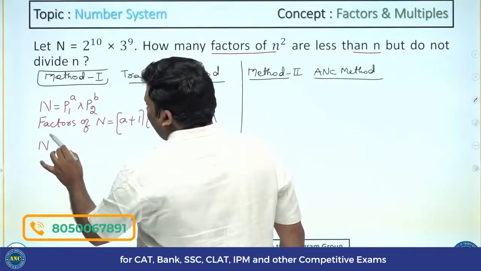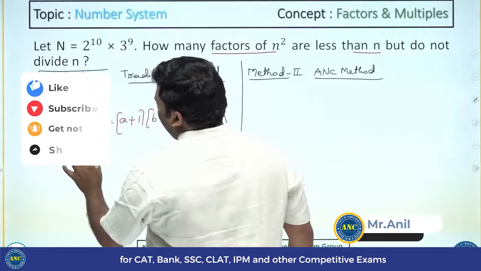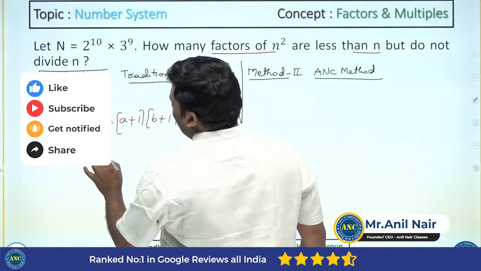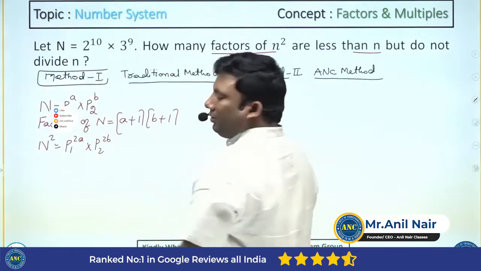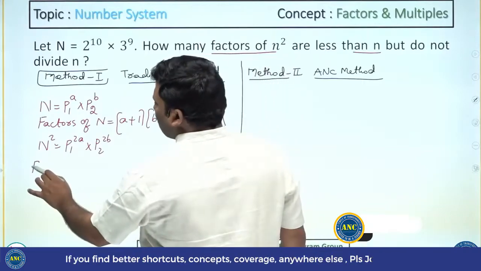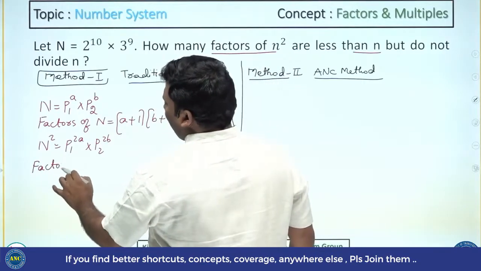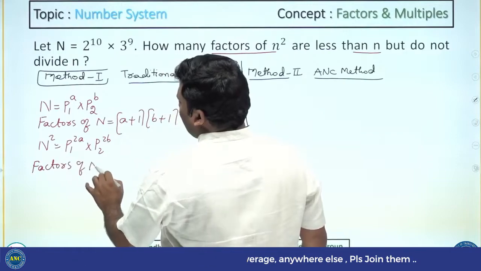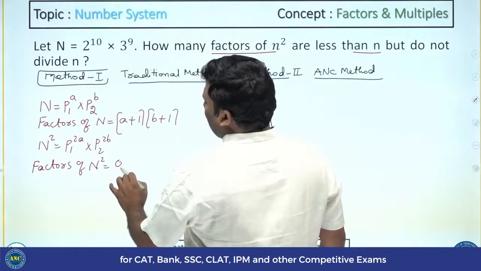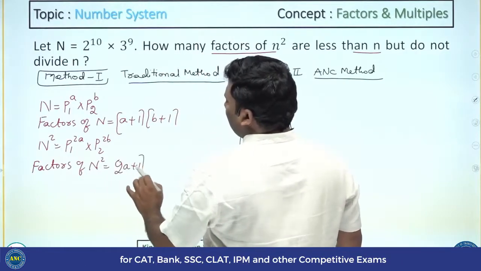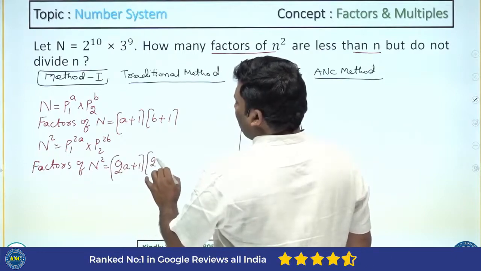Next one, square. It will be p1 power 2a into p2 power 2b. Factors for n square will be 2a plus 1 and 2b plus 1. Are you all with me?